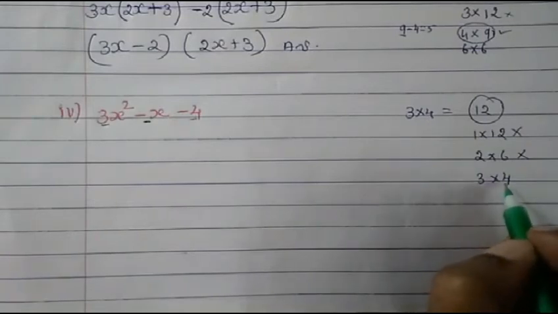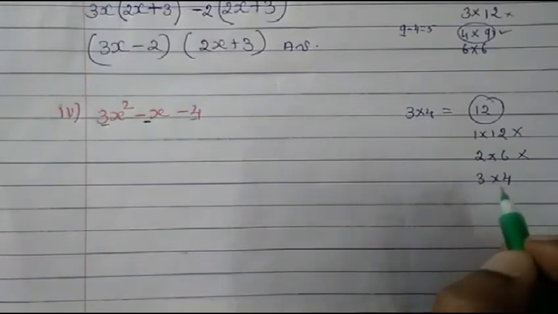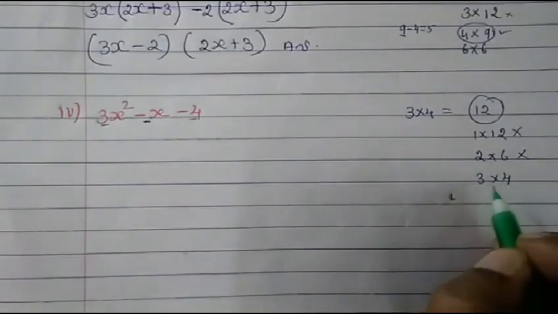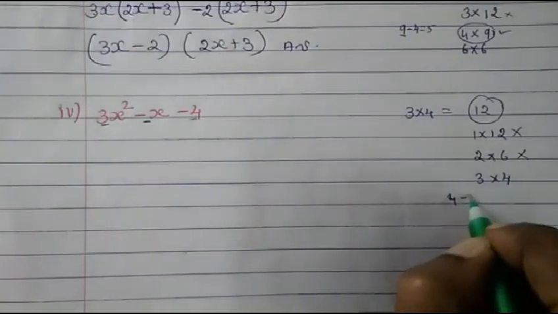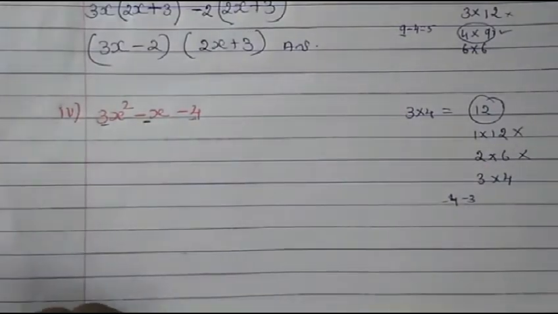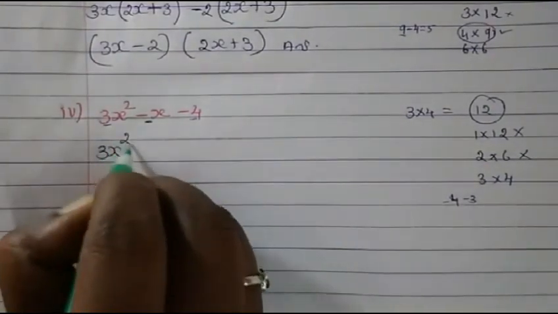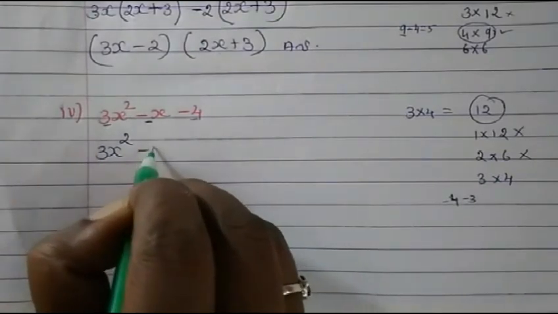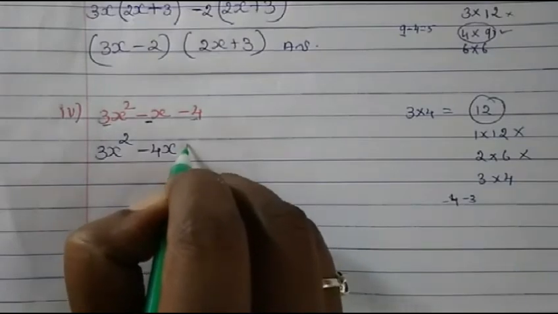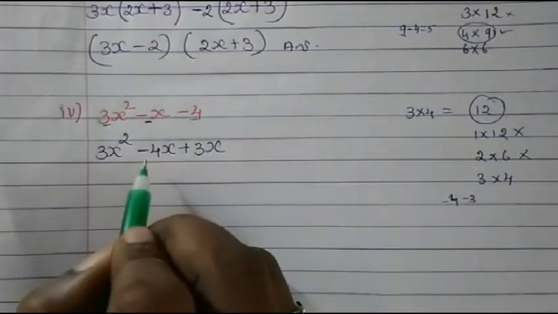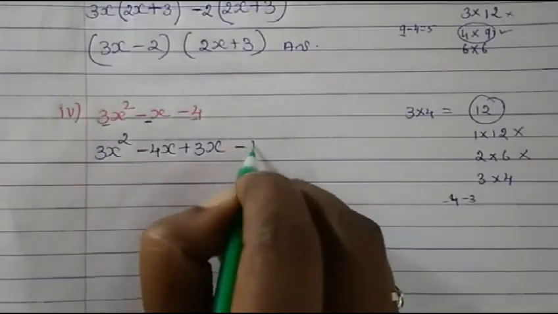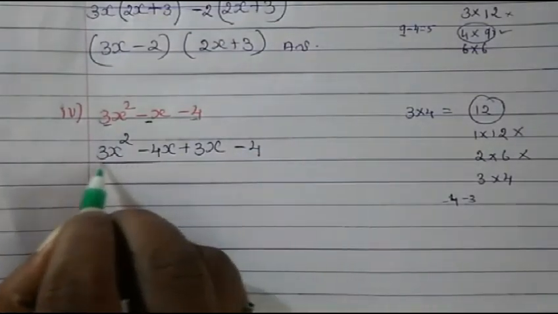Here you see 3 plus 4, we won't get it, but from 4 if you minus 3, we will get 1. So from 4 you have to minus 3. That means 4 should be the greater number so that we get the minus here. So let's write down 3x square, then minus 4x, then plus 3x. See, minus 4x plus 3x, if we write, then we will get minus 1. So now let's see the pair.